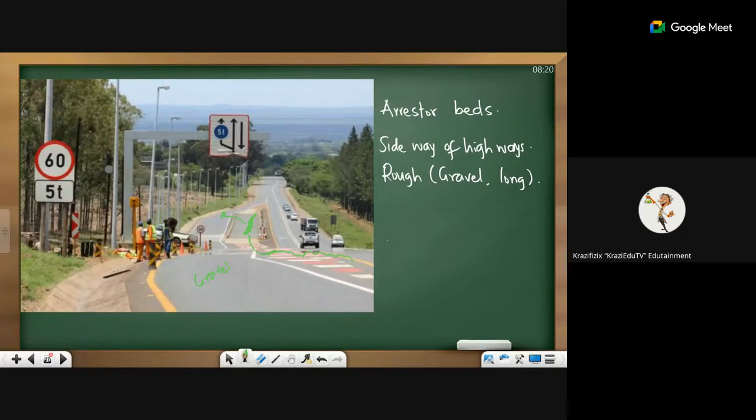Guys, applications. You would see this in questions. Number one, application, arrestor beds. So please, let's write applications, arrestor beds, Fnet. So we are looking at Fnet is inversely proportional to time.